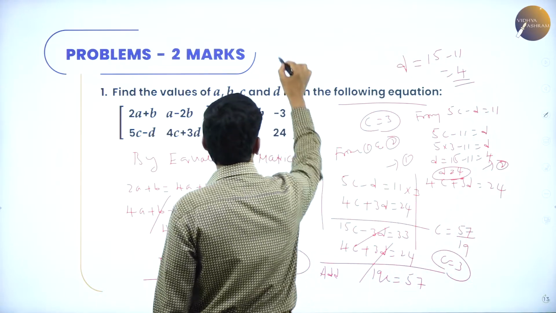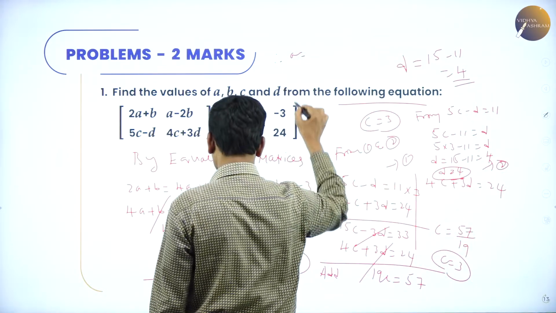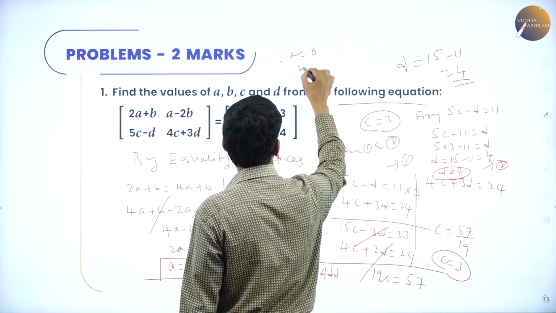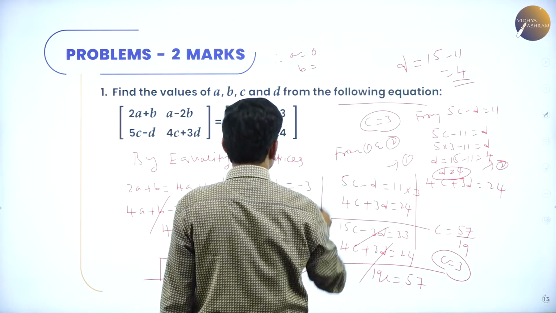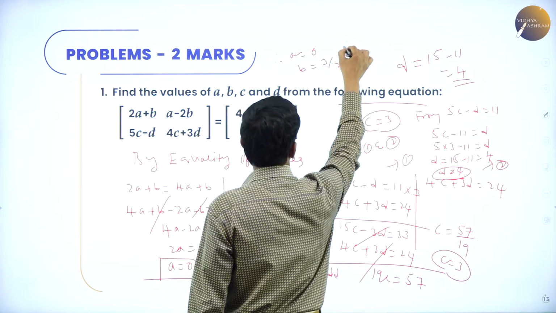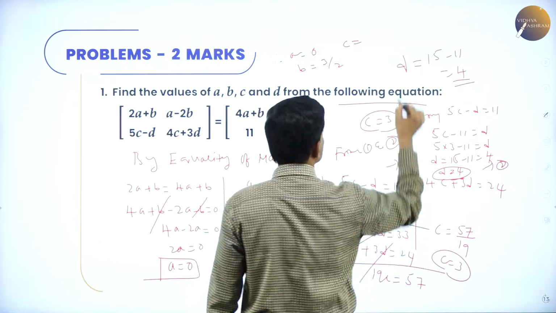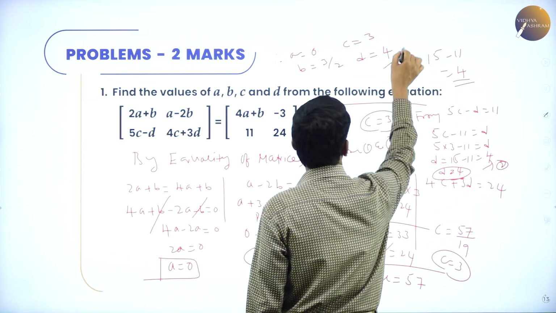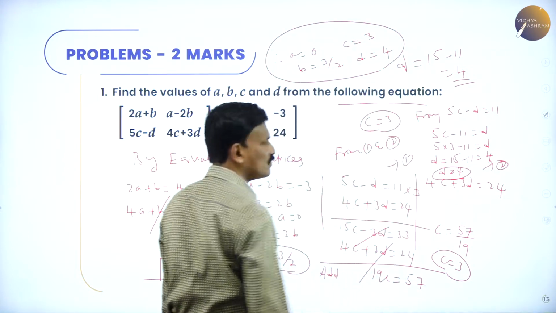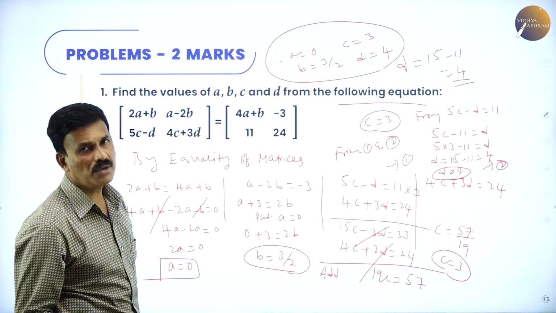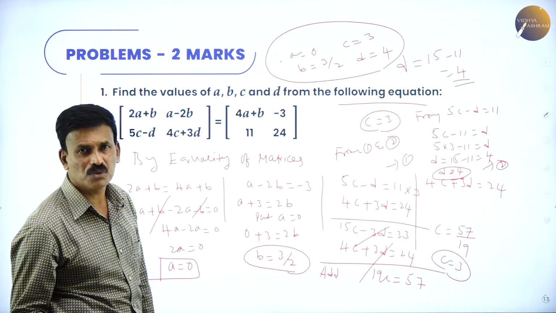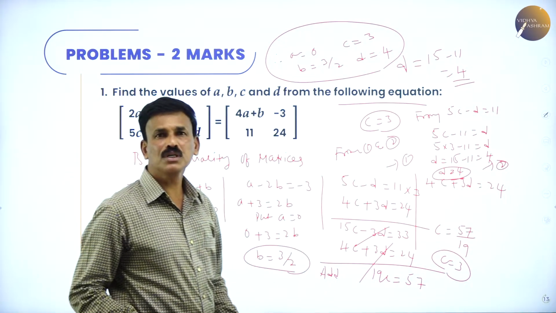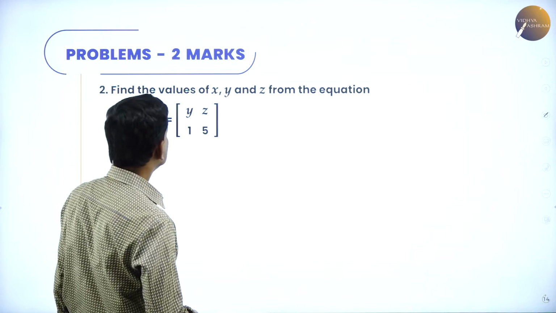Therefore, the values are a is 0, b is 3 by 2, c is 3, and d is equal to 4. These are the values of a, b, c, d. Usually, you may get this type of problem for 2 marks. Okay, now let us come to the next problem.